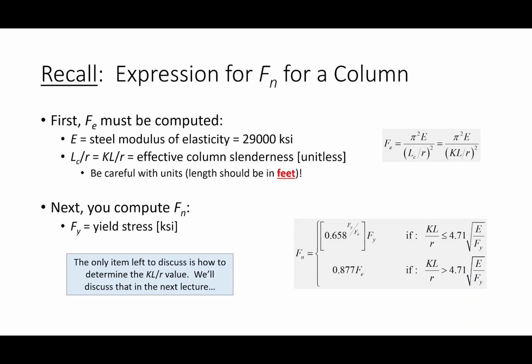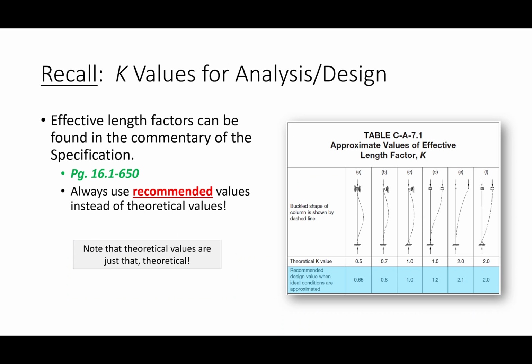Now really the only thing left to discuss is for a given column, what is KL over R? In other words, if I give you KL over R, you can do this. And if you can't, then you had a tough time with the homework, right? Because that's really what the homework was. Take a KL over R, compute this. Okay, now we got to determine KL over R. Okay, now K is pretty straightforward. It's a lookup, right? We just look it up based on table C-A7.1.